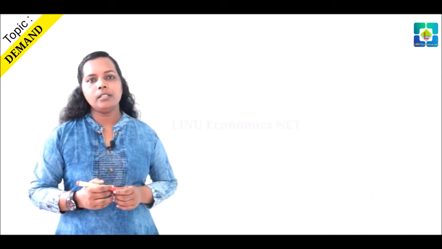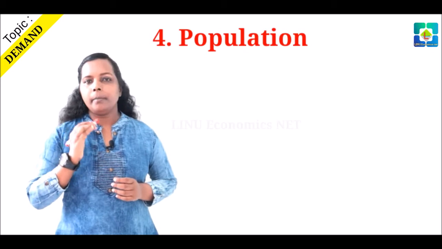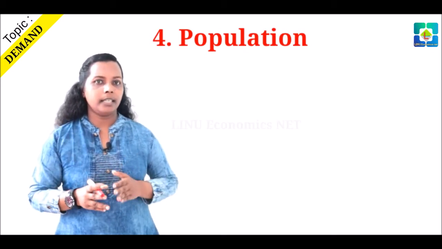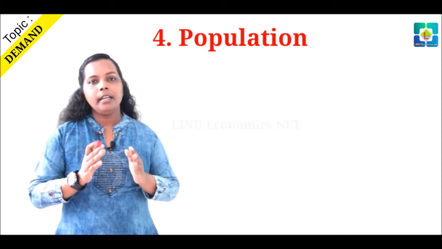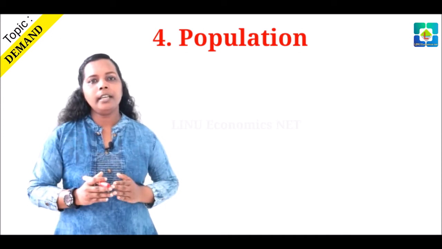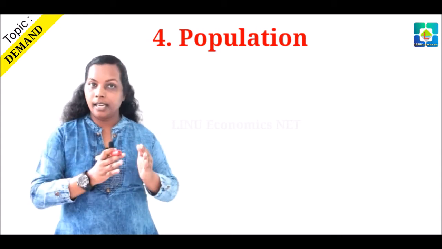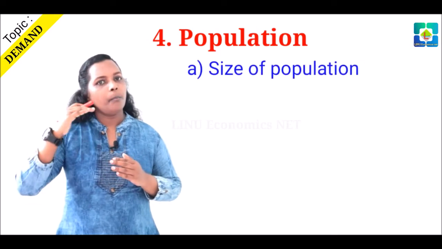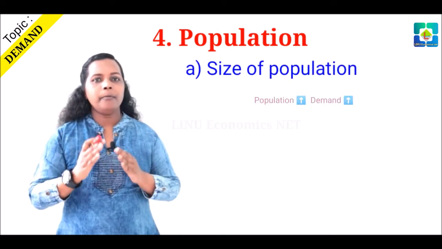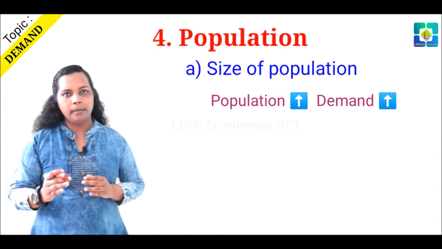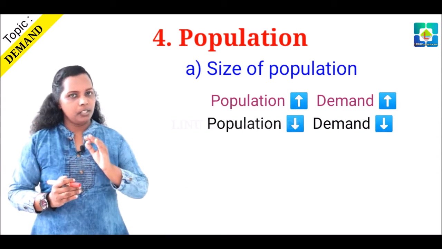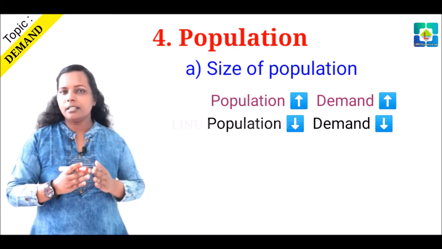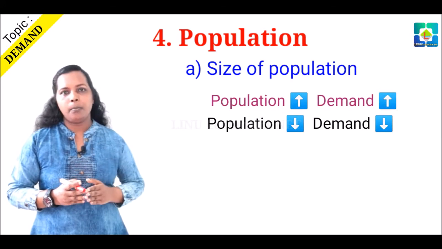The next point is population. What is meant by population? It is the total number of people living in a particular area in a given period of time. Here we can see how population and the demand for a product are related. As we know, when a country or a place experiences more population, their demand for the product would rise. At the same time, if the size of the population is small, there is less chance for an increase in demand; there is a decrease in demand. That is the size of population.